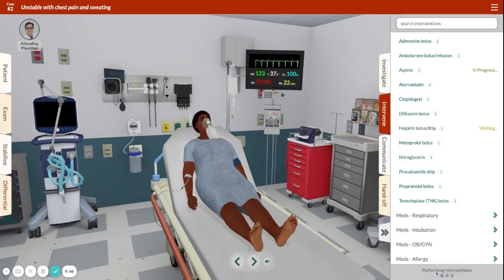Now, if we perform both of those, we have initiated her initial round of treatment for ST elevation MI, but there's a lot more that we need to think about. With her chest pain, I would avoid nitroglycerin at all costs. That will only drop her pressure and worsen her cardiogenic shock.